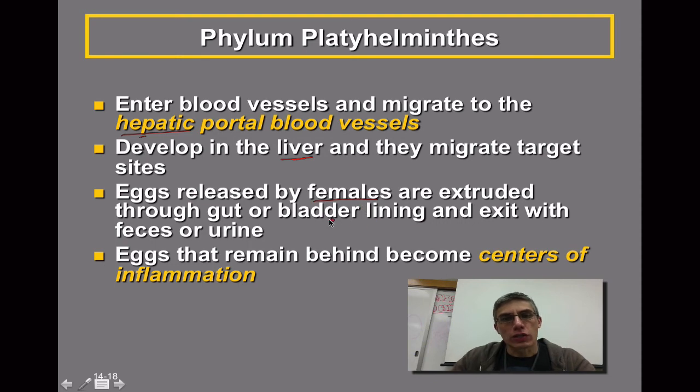And these eggs are going to be extruded through the gut or the bladder lining of the animal, and they're going to exit with either the feces if they come from the gut, or the urine if they come from the bladder of the animal.